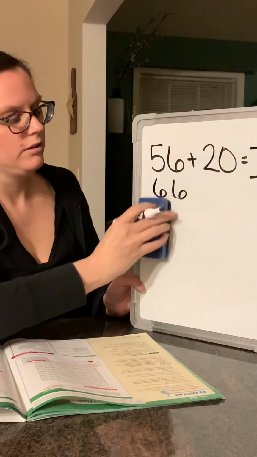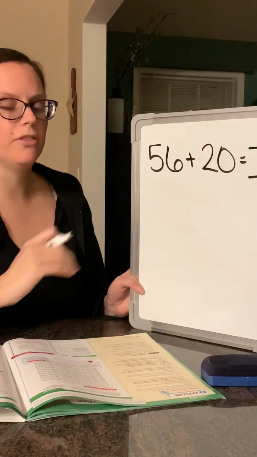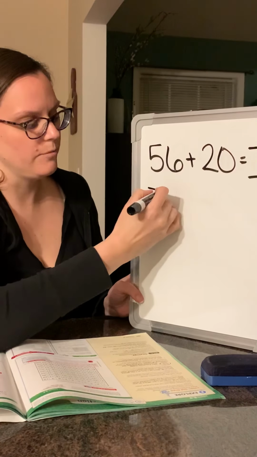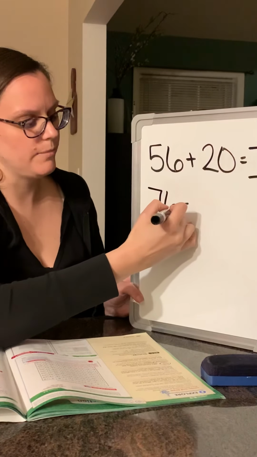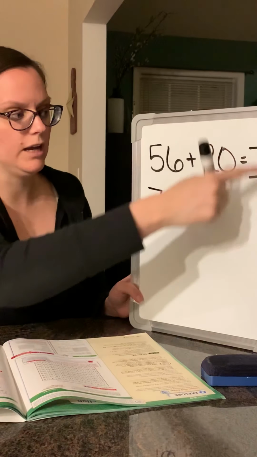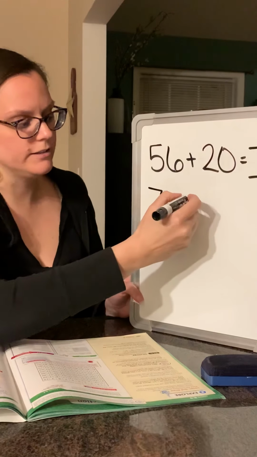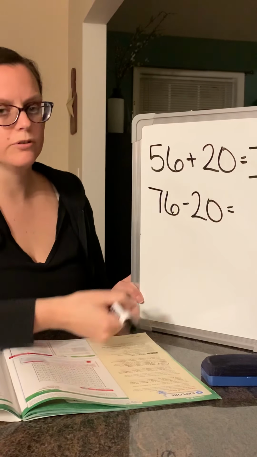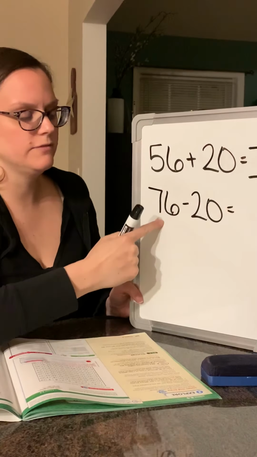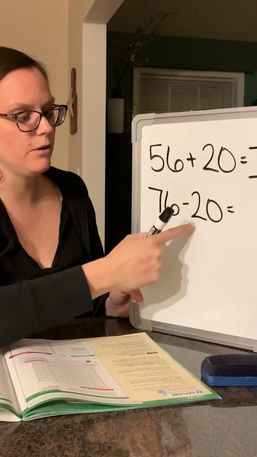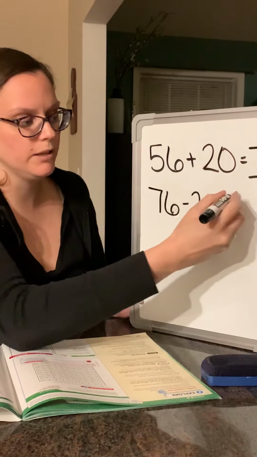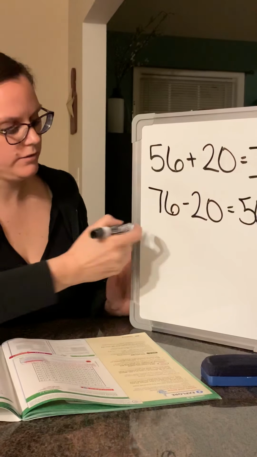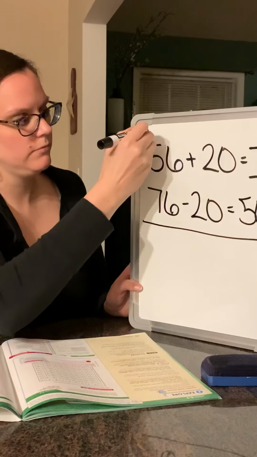Now, to come up with the related fact for this problem, I'm just going to start with the bigger number to make my subtraction. I'm going to kind of undo the whole thing, and instead I'm going to take away 20. So boys and girls, what am I left with? If I have 76 and now I'm taking away 20, of course I'm going to be left with 56. All right, so that is number 1.